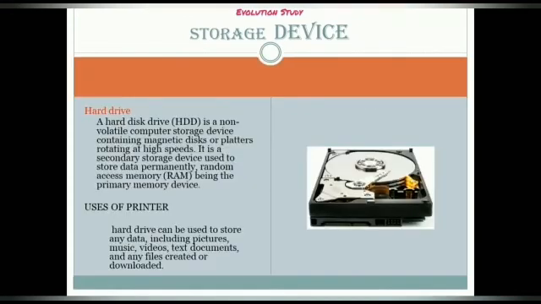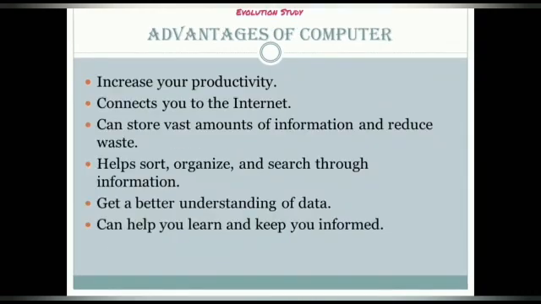What is a hard drive? A hard drive or HDD is a non-volatile computer storage device containing magnetic disks or platters rotating at high speeds. It is a secondary storage device used to store the data permanently, random access memory or RAM being the primary memory device. Uses of hard drive can be: it is used to store any data including pictures, music, videos, text documents, and any files created or downloaded.